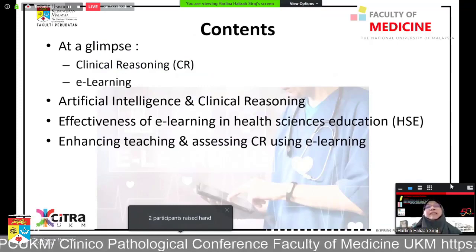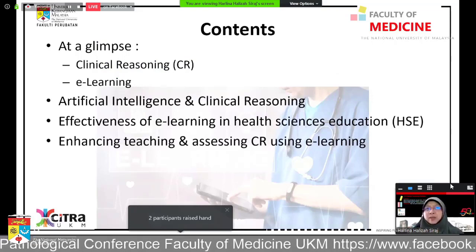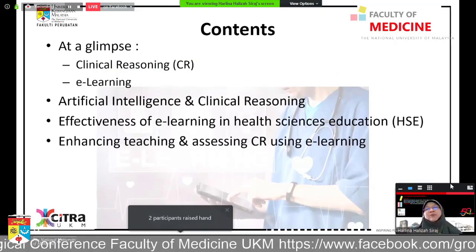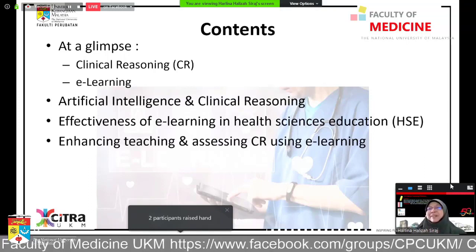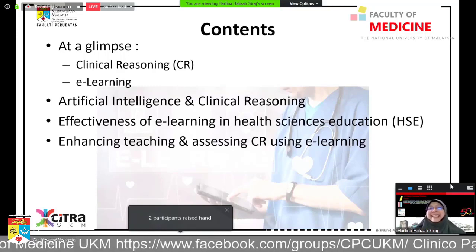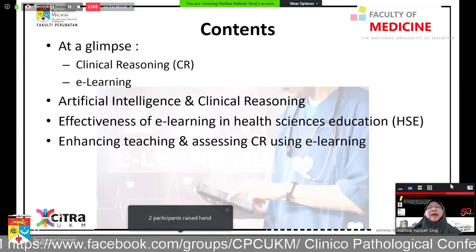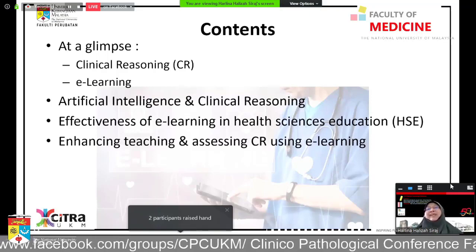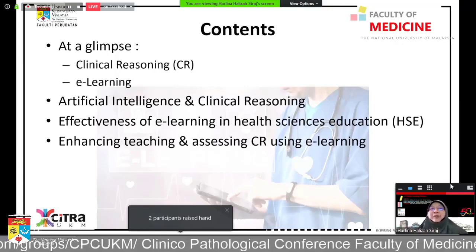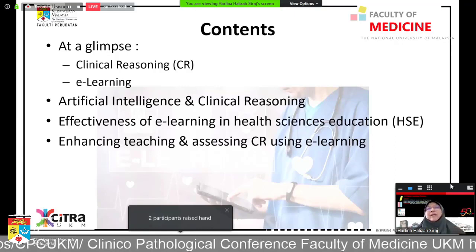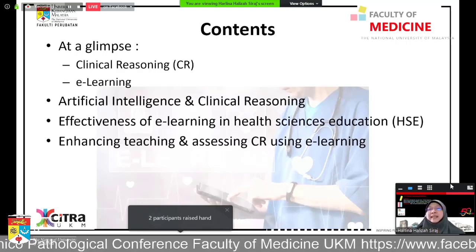So in our discussion this morning, I will just go into, at a glance, what clinical reasoning is all about. And of course, we have to look into e-learning. And I will touch a little bit on artificial intelligence and clinical reasoning. Are we still going to be relevant when most probably the AI is going to do a better job reasoning out our patients instead of us with all our shortcomings and inadequacy? And we look into some papers that show the effectiveness of e-learning in health sciences education.